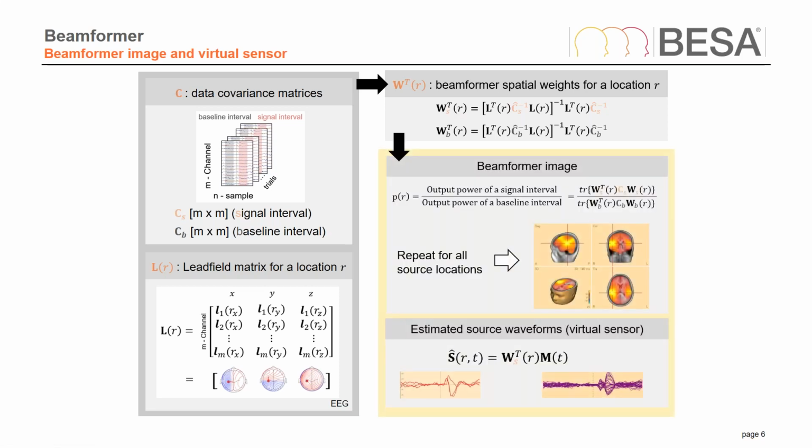Now we can apply the spatial weights. For the beamformer image, we use the contrast of the output power of a signal interval to the output power of the baseline interval, and then we repeat this for all the source locations. And this is how we get to a beamformer image like this. If, however, we apply them on the actual measured data, we can also compute a timeline for this location R. And this is the virtual sensor scenario. So for any measured data, we can compute the source waveform.